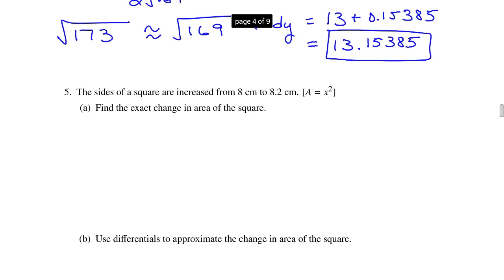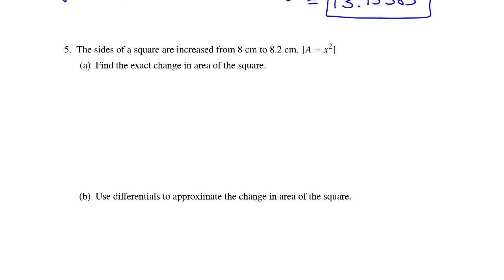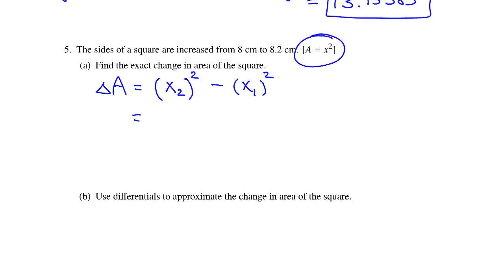Question 5. The sides of a square are increased from 8 centimeters to 8.2 centimeters. Question A. Find the exact change in area of the square. So the exact change is delta A, and that would be the second side of the square squared minus the first side of the square squared, because the formula for the area of a square is x squared. So this is just 8.2 squared minus 8 squared, which is 3.24 square centimeters.